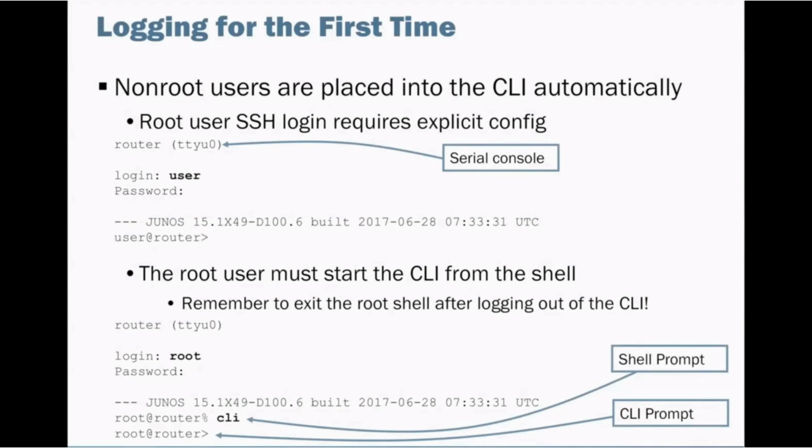Here we have a couple of examples of logging into the box. At the top of the picture here, you can see we've got a box that's already configured, hostname set, some user called user already created. When we log in, we get what we expect: username, password, and we arrive at our operational mode prompt. So username at router, and then our greater than symbol.